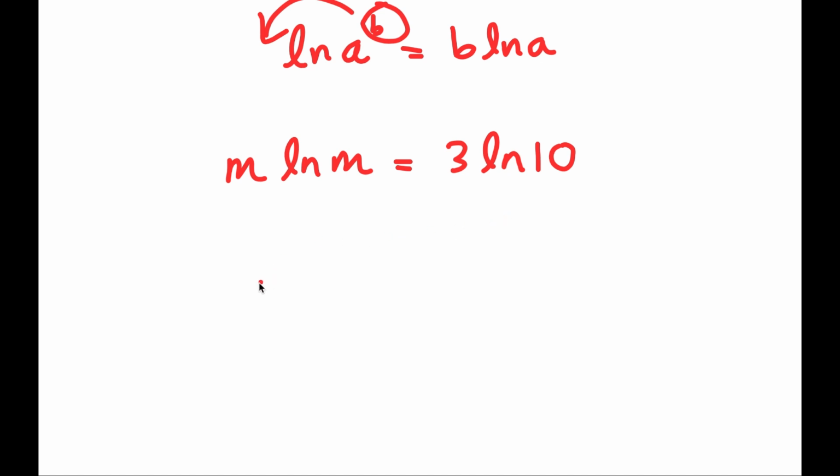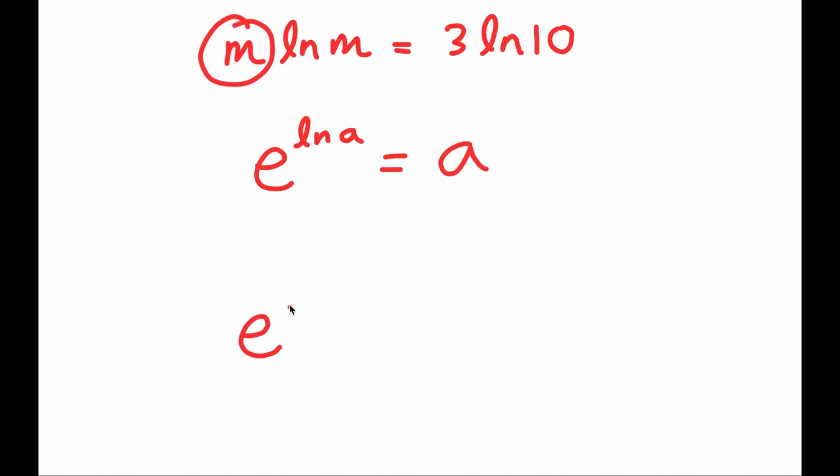Now, if I have something in the form e to the power of ln of a, this is equal to a. So what I'm going to do is rewrite m here as e to the power of ln of m. So now I have this times ln of m is equal to 3 times ln of 10.